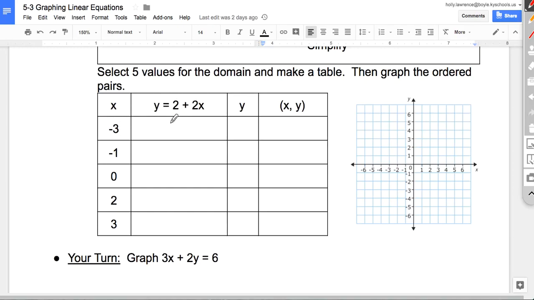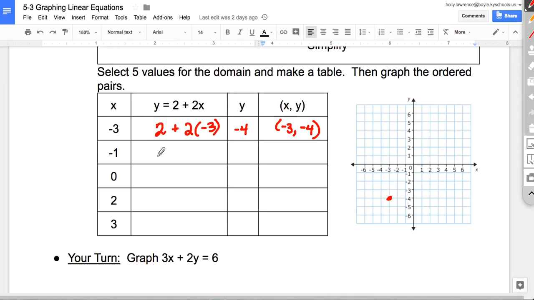So if x is -3, to figure out the value of y, I'm going to do 2 plus 2 times -3, plugging in the -3 where the x was. So if I figure this up, 2 times -3 is -6, and then 2 plus -6 is -4. So that's going to give me a coordinate. The x value was -3 and the y value was -4. So that tells me a point that I can graph.